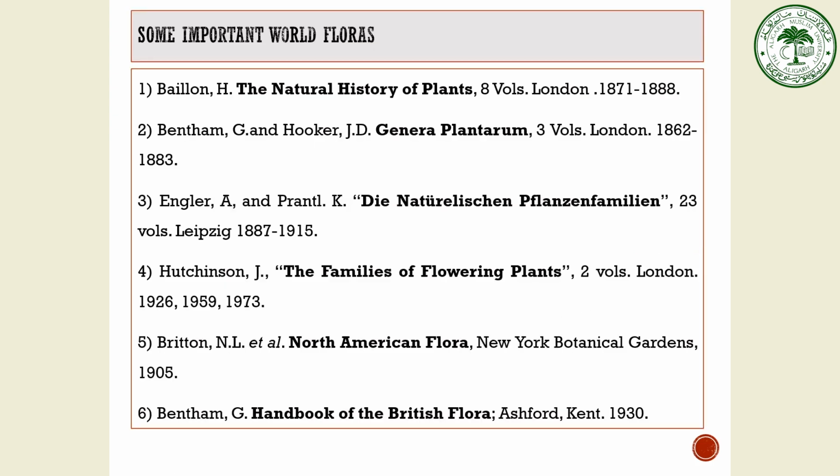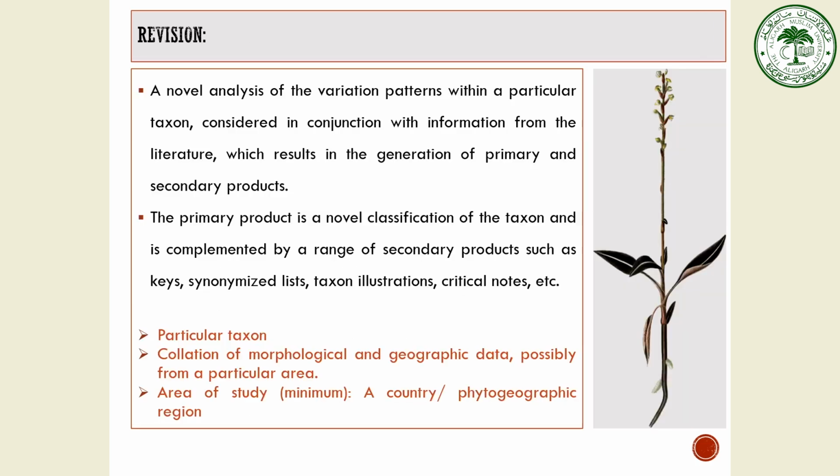Then these are some important Floras, like Natural History of Plants, published in 8 volumes, and Genera Plantarum by Bentham and Hooker. Then Engler and Prantl published Die Natürlichen Pflanzenfamilien. Then Families of Flowering Plants by Hutchinson. So these are some important Floras of the world.